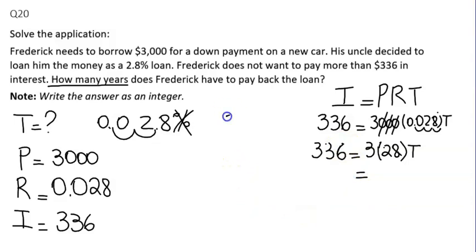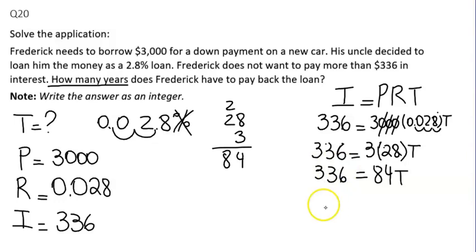Then let's do 28 times 3. 24, 6, 8, 84. 84t. And this is 3, 3, 6. What do I have to do to find t? Divide 84 on both sides, because now I make my coefficient 1 here, and then I have just t. And I divide this number.